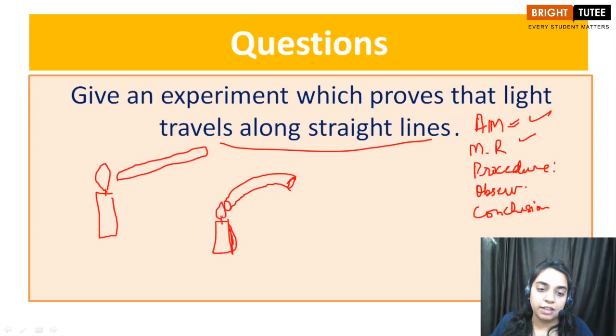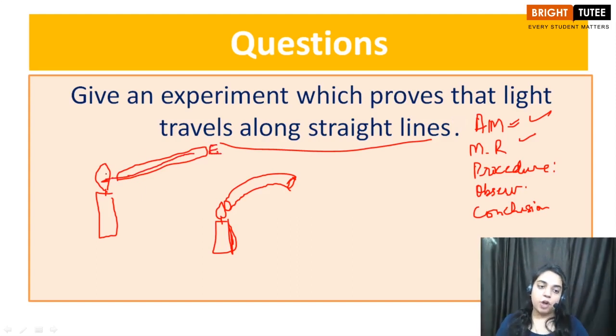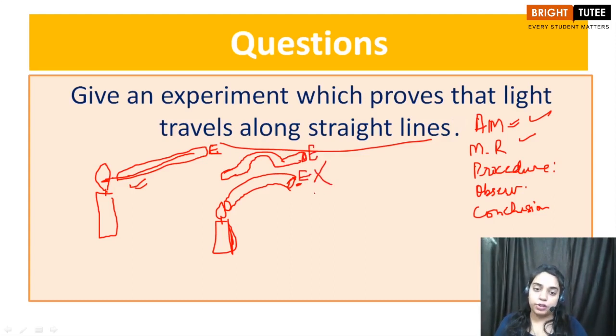This is a candle again. In the procedure, first we will observe the flame or light through a straight pipe. If we observe it from this end, suppose here we have our eye, you will be able to see the light clearly. So this is the observation for the first part. Now the second part of the procedure: you will try to observe the light through a curved pipe, or a pipe which you have bent like this. If you try to observe it from the other end, you will not be able to see the light.